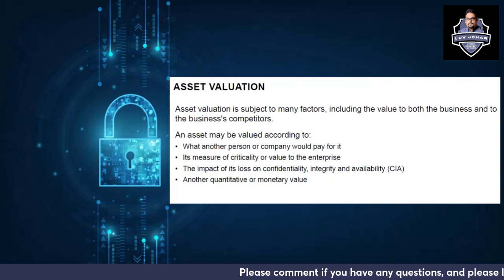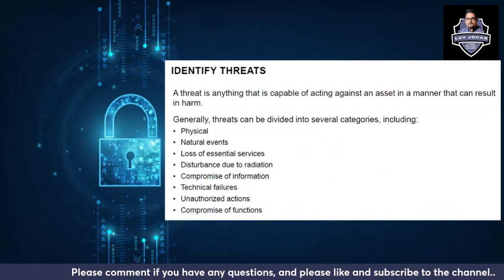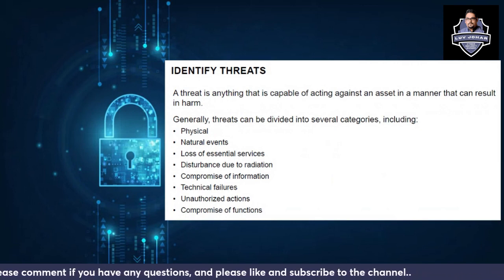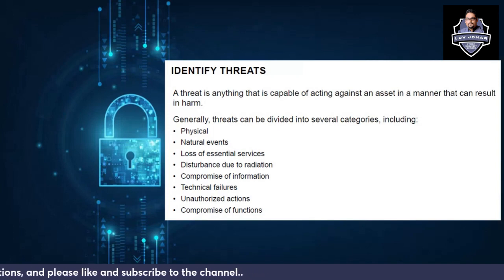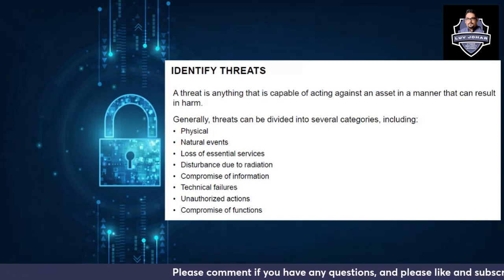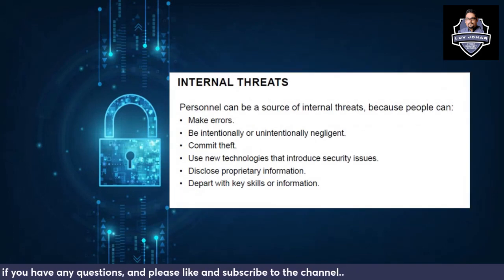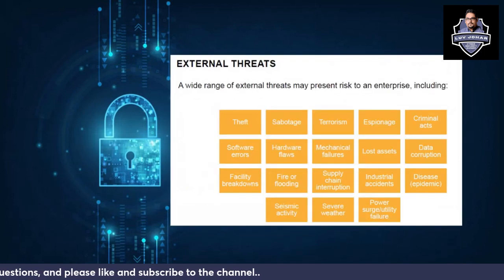Okay. So after that we have threats. A threat is anything that can cause harm to the asset. Natural events, any sort of technical failures, any sort of compromise of information, anything could be a threat. We have already discussed that fire, floods, anything could be a threat. Now threats are divided into two categories: internal and external.